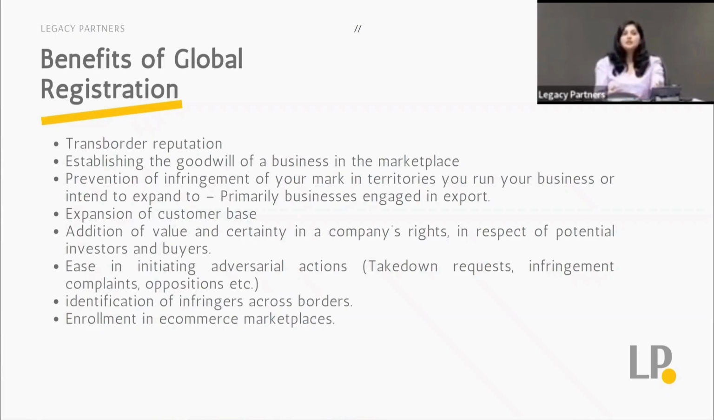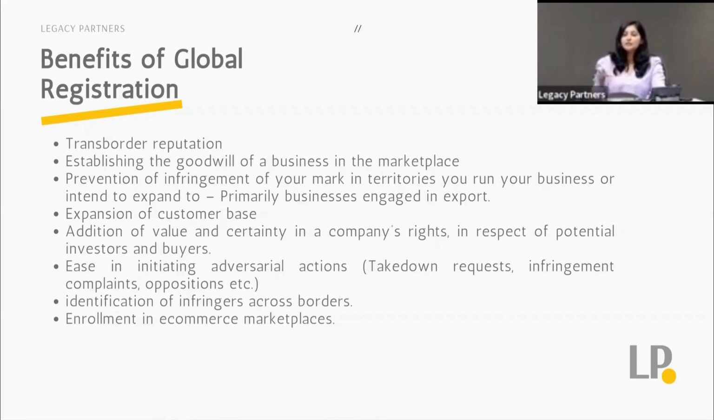It also provides ease in initiating adversarial actions. For instance, in social media platforms like, say, Facebook or YouTube or Instagram, right? You may come across, as a business owner, especially small business owners, a lot of marks that are actually infringing your mark. They have an identical or similar mark and dedicated social media pages towards it. So instead of actually going and filing an infringement suit and taking the long way forward, if you have a registered trademark, if you have a trademark registration in general, right?